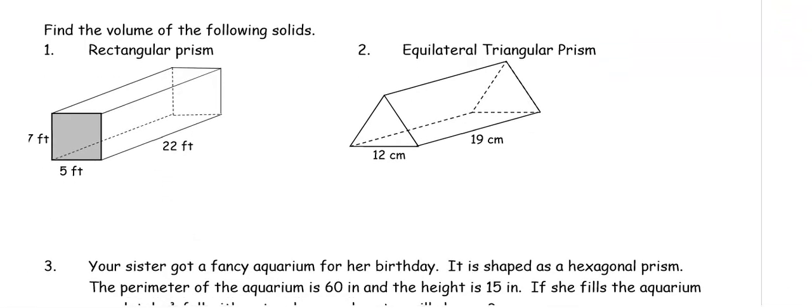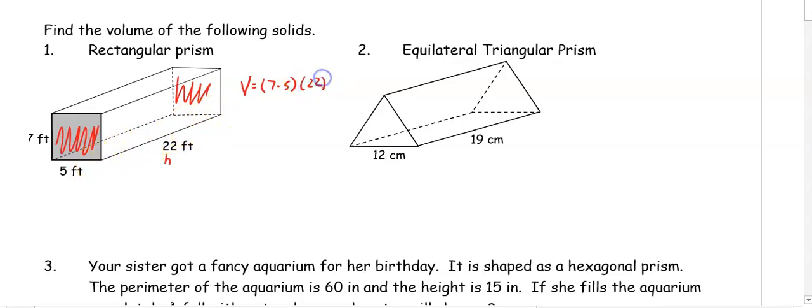Because this is our shaded box, we're going to say that this is our base. So we have a base here and here. So for our volume, we need the base area. Well, the base area of a rectangle is base times height. So we have 5 times 7 times the overall height, which is the distance between the two bases, 22. So when we multiply that together, we would have 35 times 22, which gets us 770 feet cubed. With volume, we are always going to have cubed units.